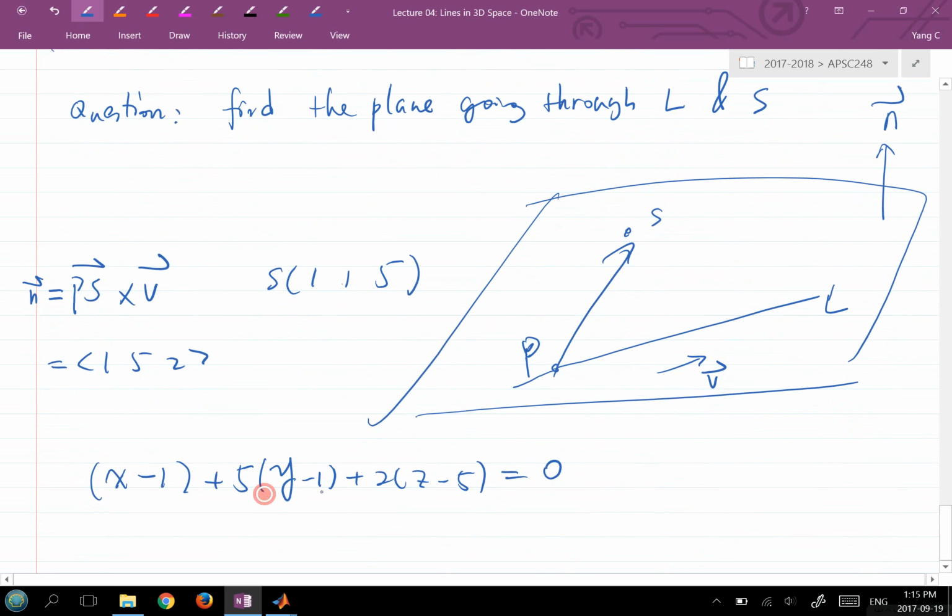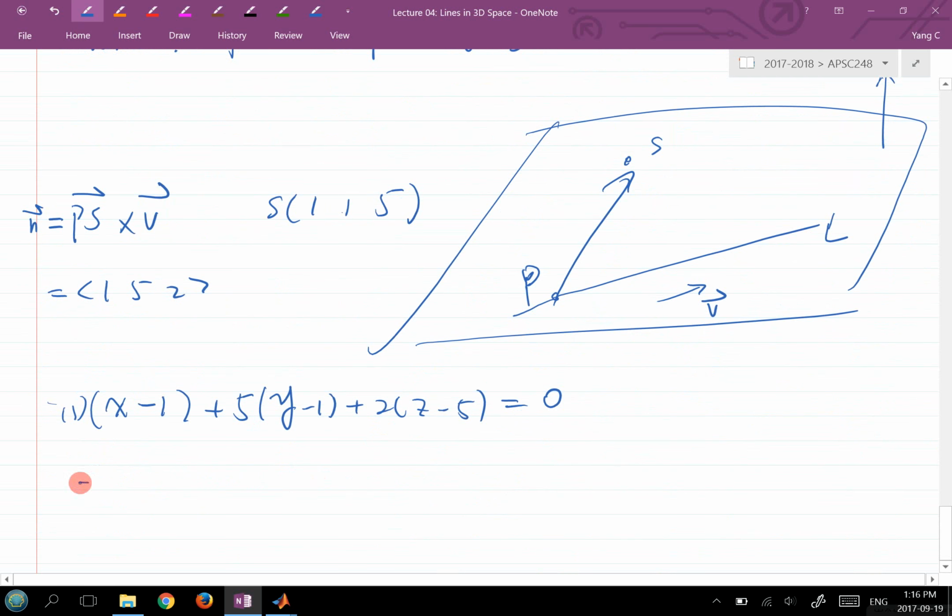This is basically substituting into the formula for plane equations. The coefficients here are 1, 5, 2, so that's your n. This is your point, 1, 1, 5. You can stop here, or you can simplify it a little bit further, which is also okay. So that will be the plane equation here. It's a unique plane, uniquely determined by the line L and this point S.